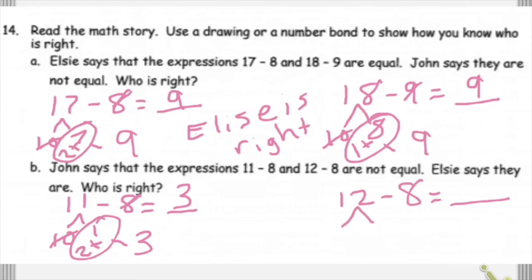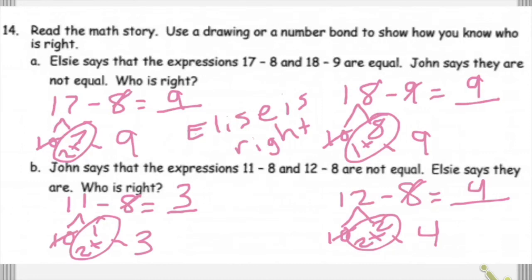Then we're going to decompose 12 in the say 10 way. 10, 2. We're taking 8 away from 10. We know we have 2 left. We're circling and adding our leftovers. 2 plus 2 equals 4. Ooh, this time we have different answers, so they cannot be equal.